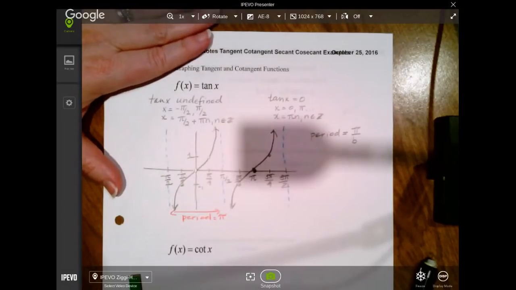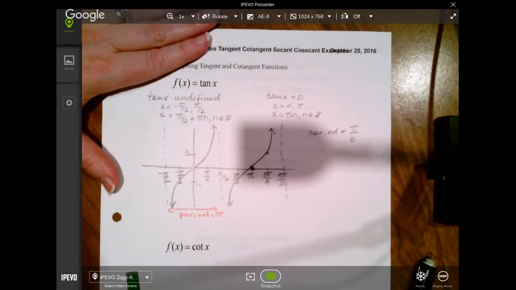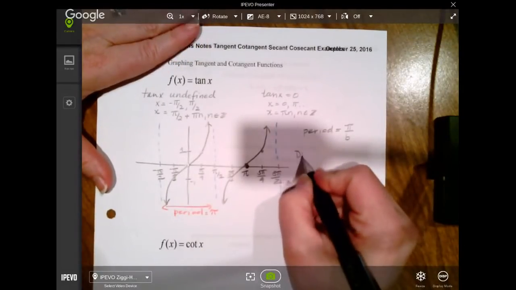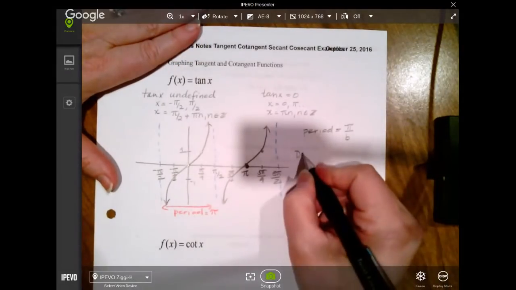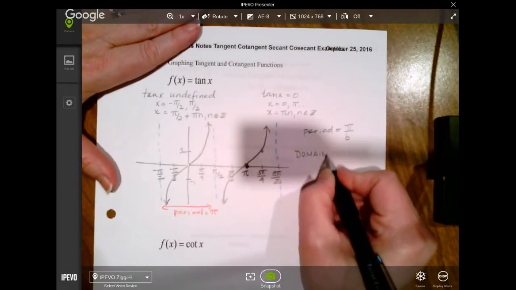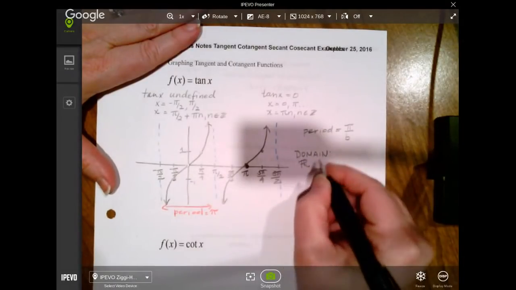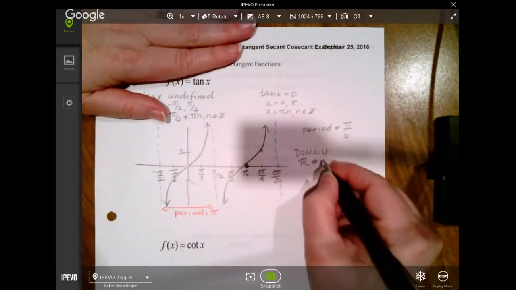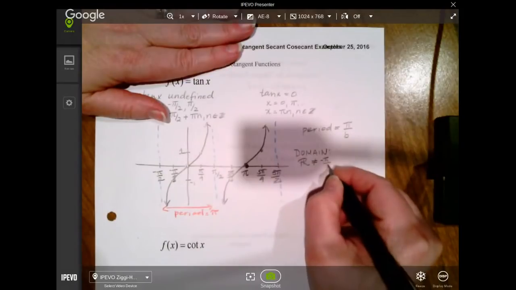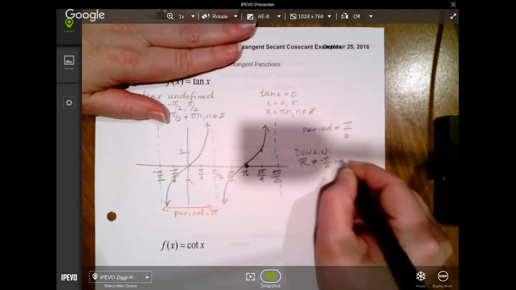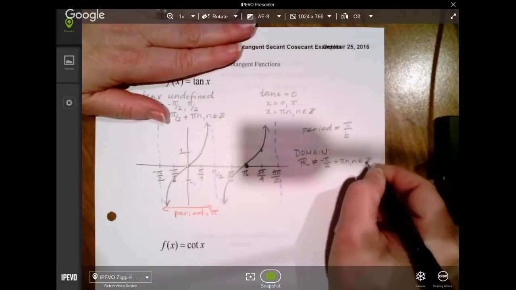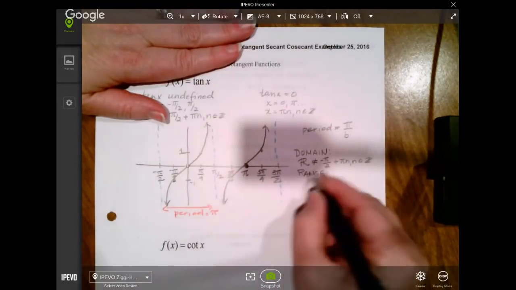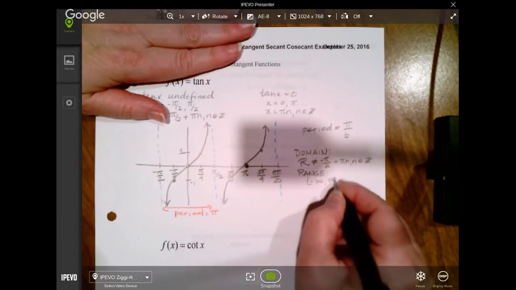All right, so let's look at this graph, and what are the properties that we know that we can see? First, the domain. The domain for the tangent function is going to be all real numbers not equal to where the asymptotes are. We'll just choose one, and I'll choose the one on the left. That's negative pi over 2 plus pi n, n an element of the integer set. And then the range is going to be all real numbers.